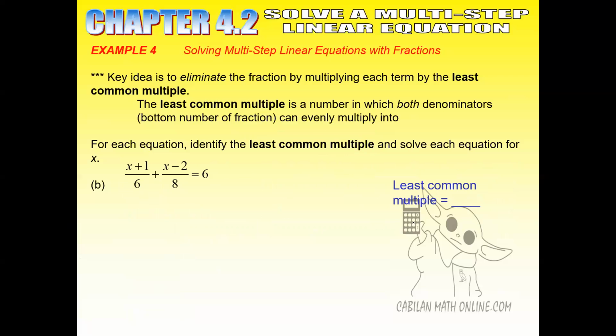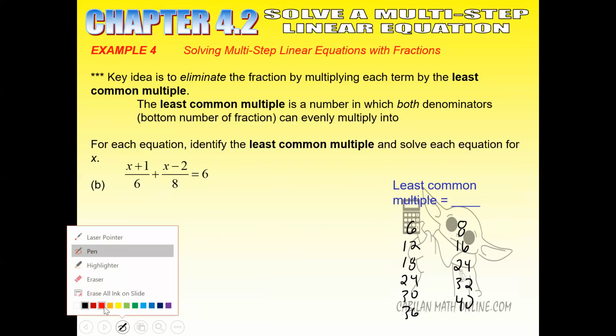If you look at 6 for a moment, what we have here is 6, 12, 18, 24, 30, 36, and we can keep on going, but we don't need to for this example. Next one here we have 8, 16, 24, 32, and 40. We can stop there because we don't need to do any more than that.